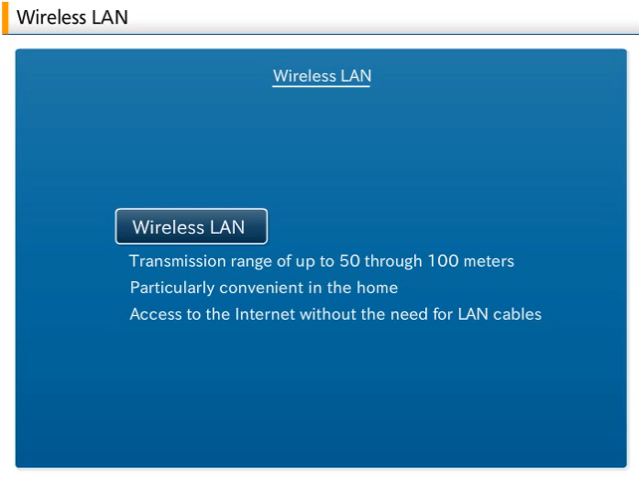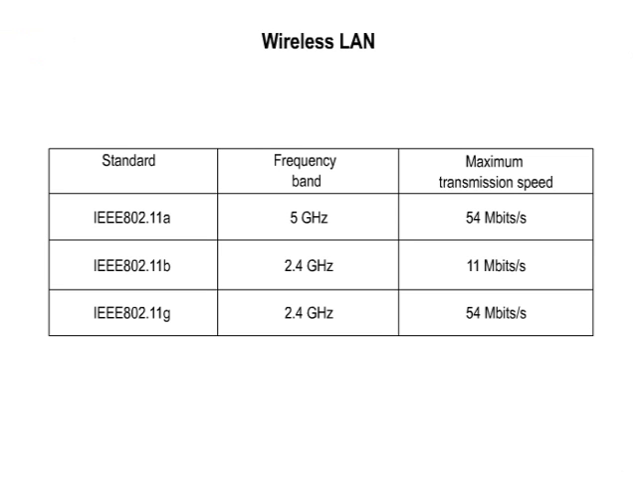Wireless LAN solutions are particularly convenient in the home, where two or more computers can enjoy simultaneous access to the Internet without the need for LAN cables. Wireless LANs are also used to provide convenient access to the Internet in the form of hotspots at Internet cafes and high-traffic public spaces such as railway stations. The three main wireless LAN standards currently in use are shown in the illustration.